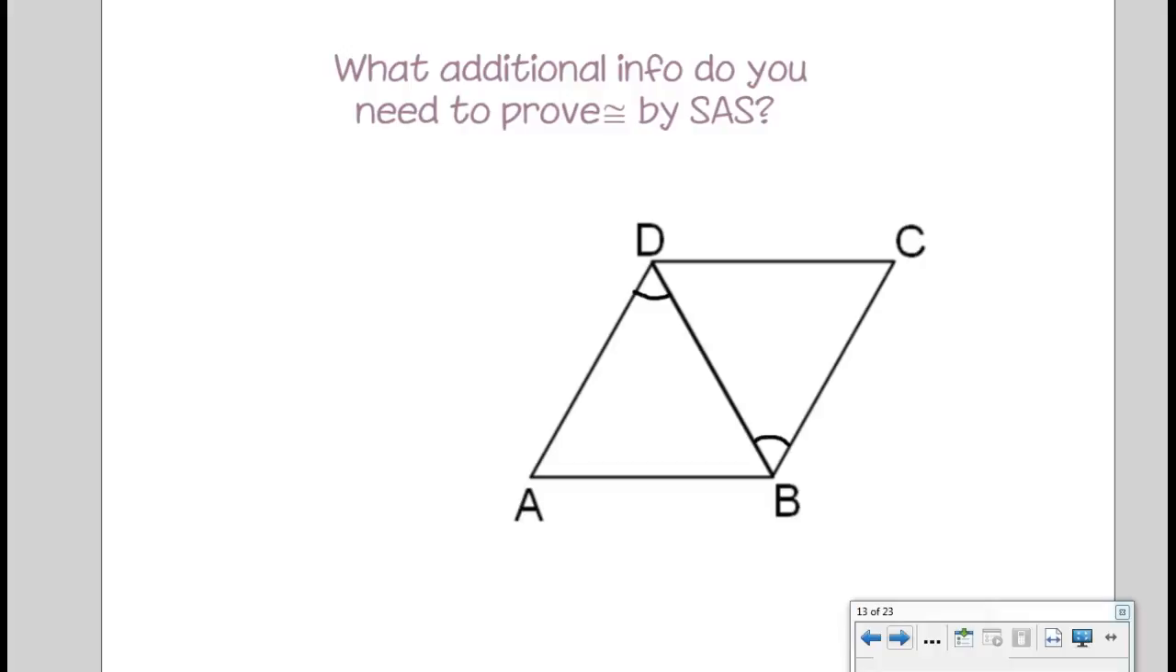Oh, hold on. We already have a shared side. That is not additional. What additional information do we need for it to be side, angle, side? What are we missing?